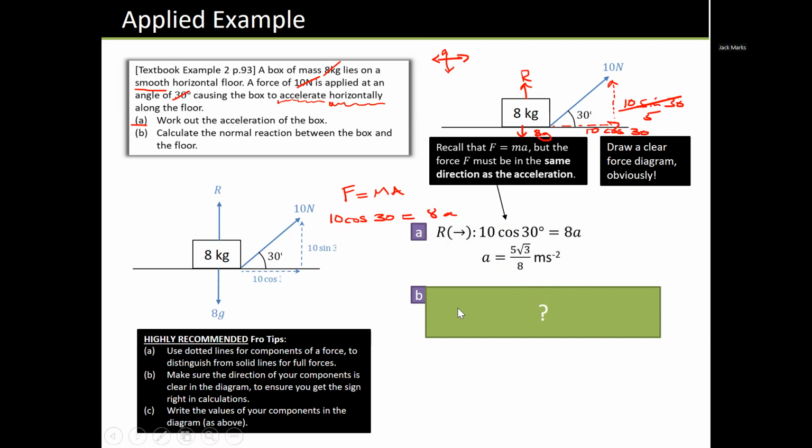Right, what's next? Calculate the normal reaction between the box and the floor. Yep, that will be R then. So they want to know what R is.